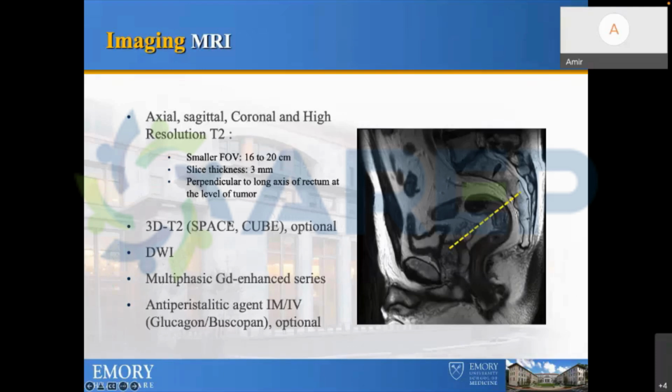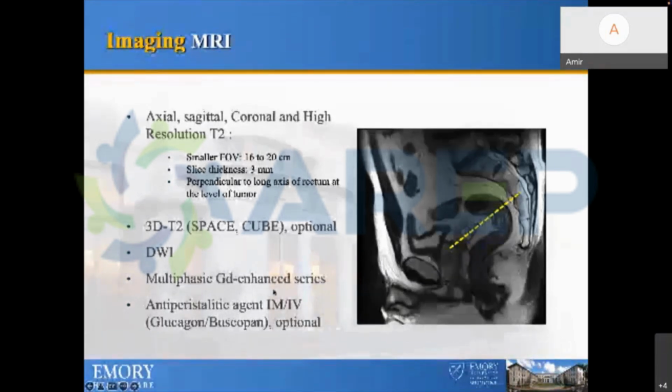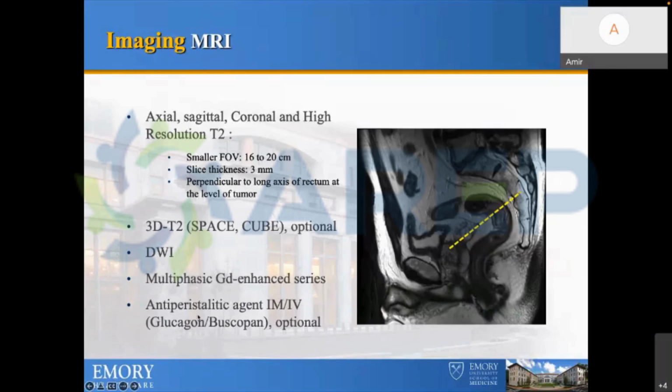Definitely we are going to use DWI, because for restaging it is very important. For assessing response to treatment, diffusion weighted imaging is very important. We're going to use multi-phase post-contrast series as well. And in some places, they prescribe glucagon as an antiperistaltic agent. But again, we are not using that.